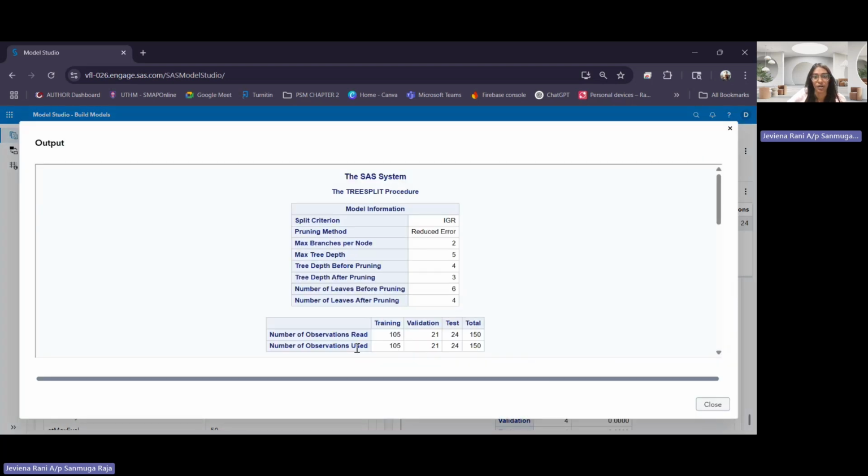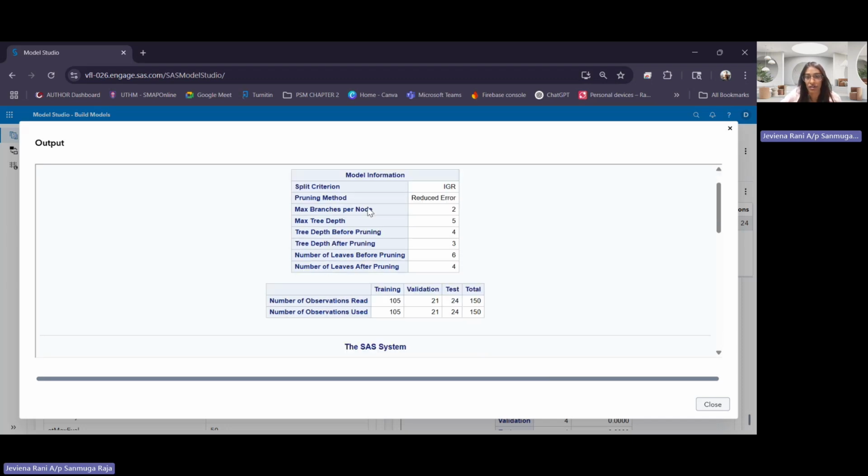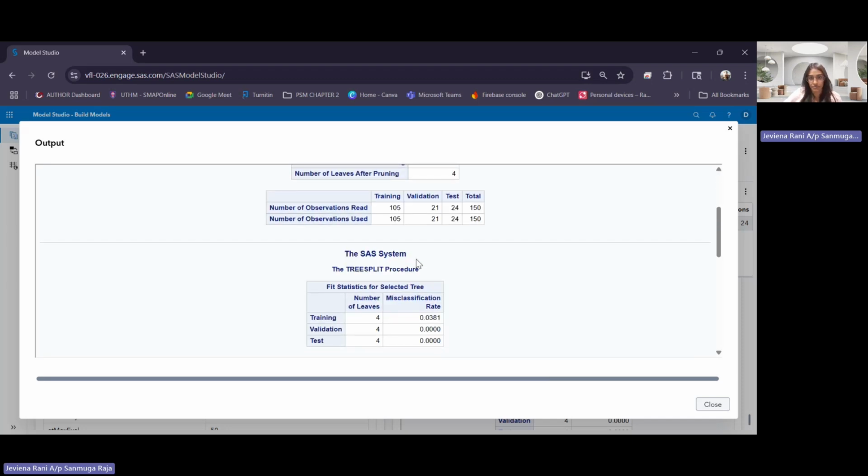So basically, this is the output for our tree split procedure, which is for the decision tree, where we use a pruning method of reduced error, and all the hyperparameters are mentioned. We have also conducted data partitioning, where we used 70, 15, and 15 percent, where 105 data is used for training, 21 is for validation, and 24 is for testing.